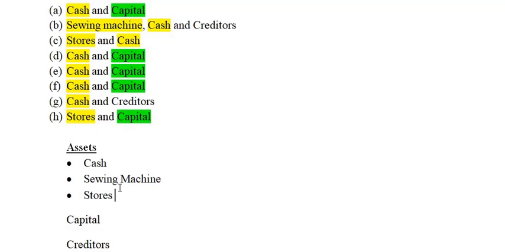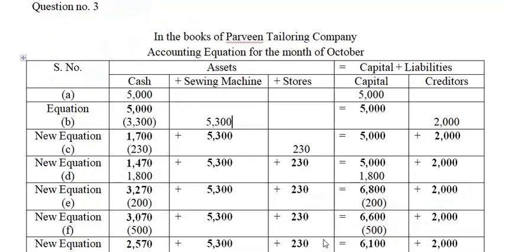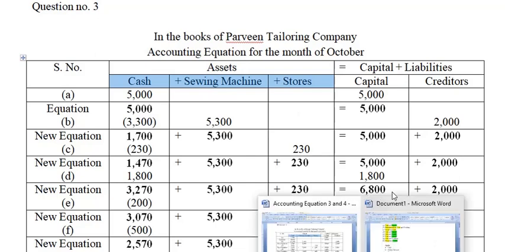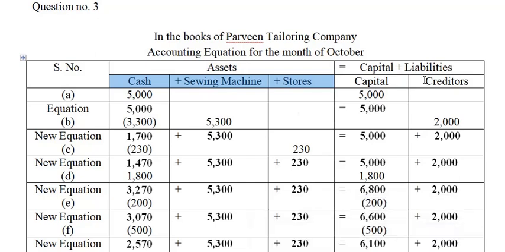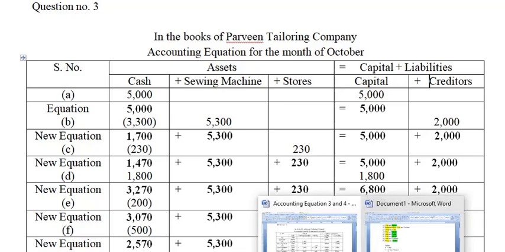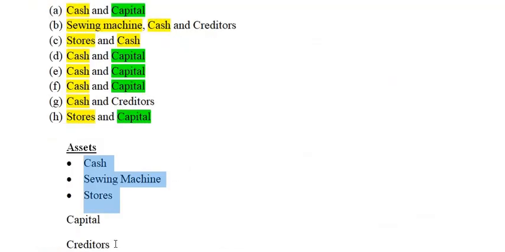So for assets, there must be 3 columns. You can see it out here. Under assets, there are 3 columns: cash, sewing machine, and stores. And for capital and creditors, we have this, for capital and creditors.